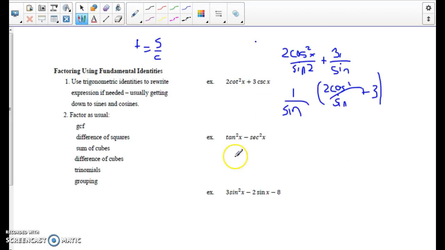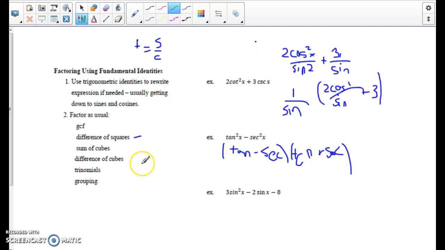Second example, I look at it and I could change it, but something jumps out to me first because it looks just like a difference of squares. So I could say tan minus secant, and then I could do times tan plus secant. Now, what if you had changed it back to basics first? Would it be any different?